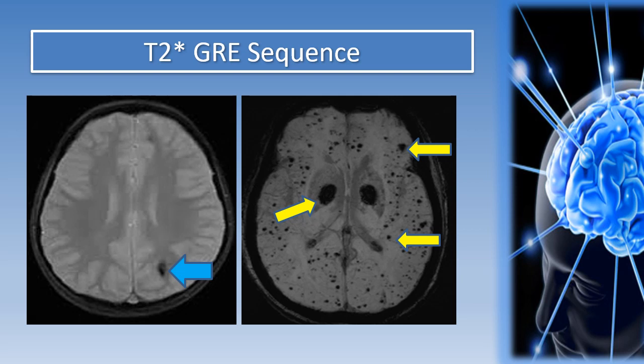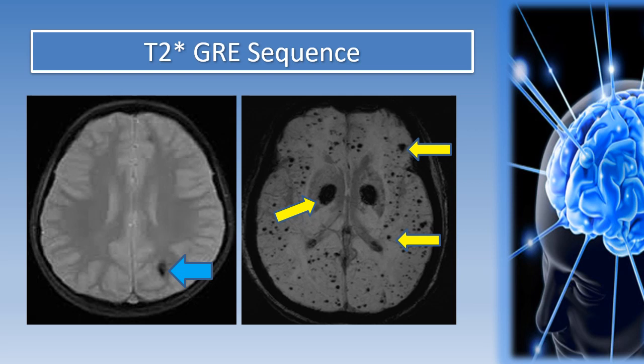This is an example of what a T2 star gradient sequence can detect. On the left side of the image, the blue arrow refers to a focus in the brain. This is a low signal focus, which indicates a microbleed.